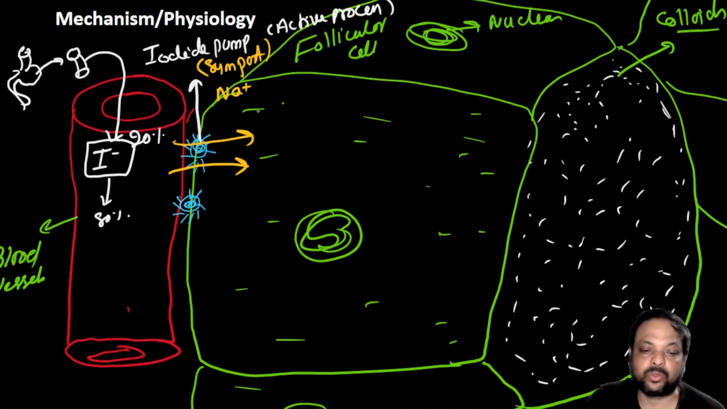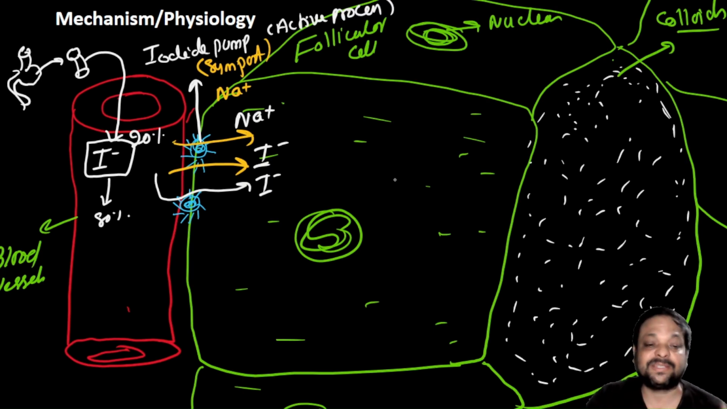Now what happens? Through this pump, the sodium is taken in as well as the iodine. Likewise, many iodines will be taken in like this. So these iodines are taken inside the follicular cytoplasm, inside the follicular cells, through these symporter pumps. So these symporter pumps, with the help of sodium, by active process, bring in the iodine. Now what happens? These iodide ions move.